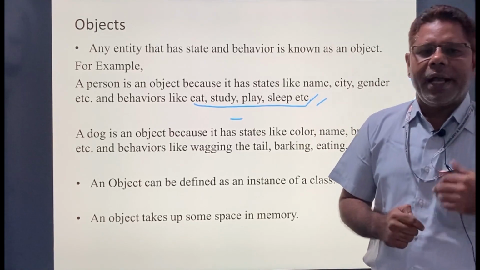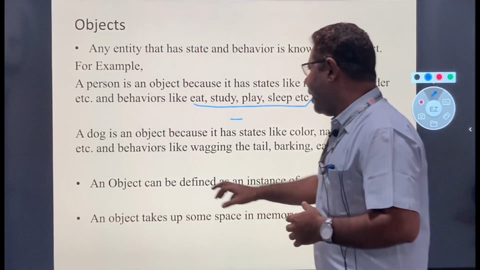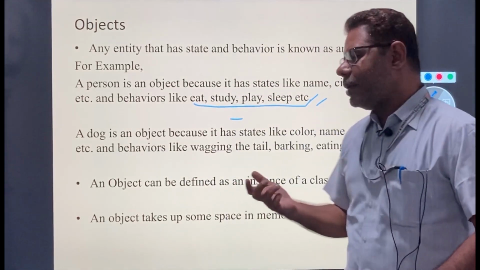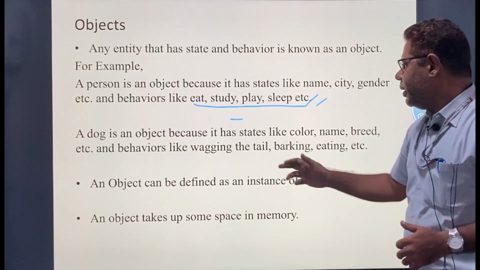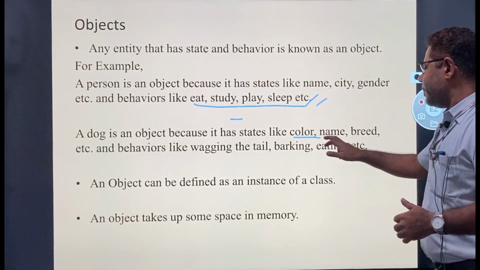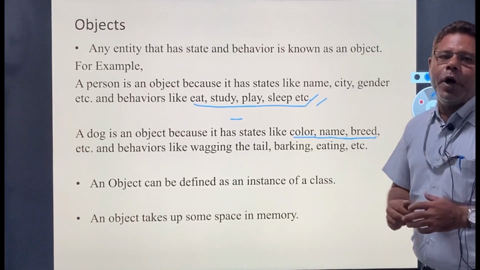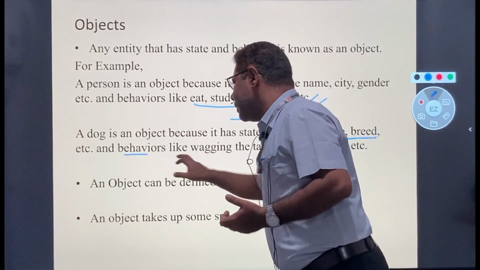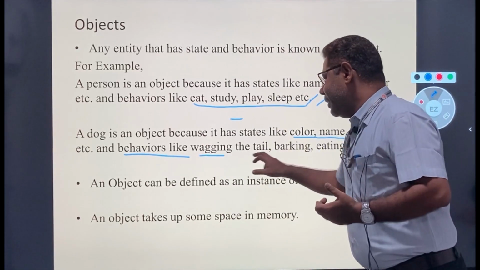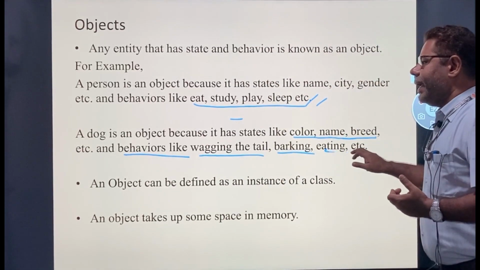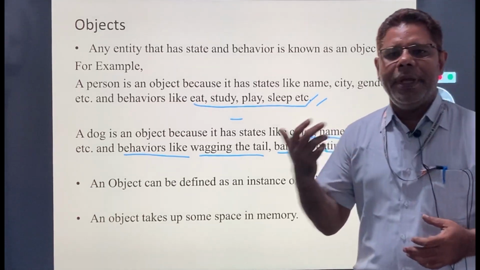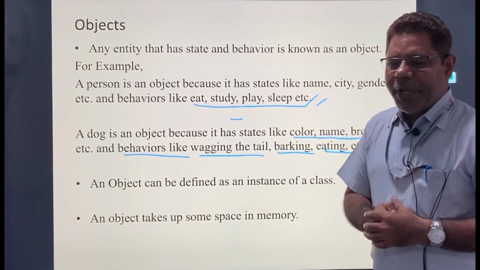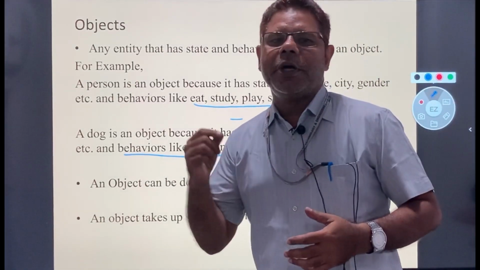Similarly, consider another object called a dog. A dog also has some state and some behavior. The dog's states are color, name, breed and so on. The behaviors of the dog are wagging the tail, barking and eating. So an object is also called an instance of the class.